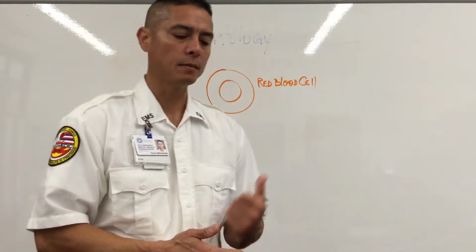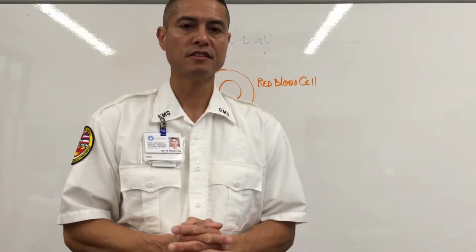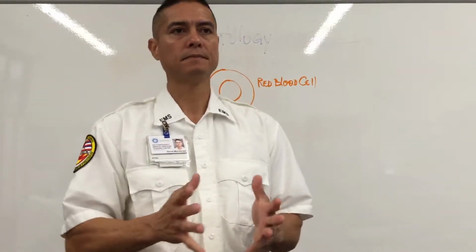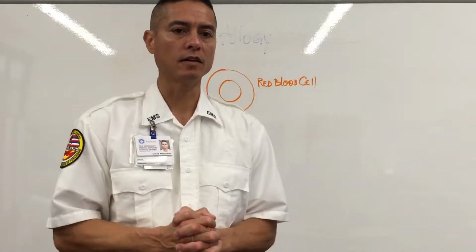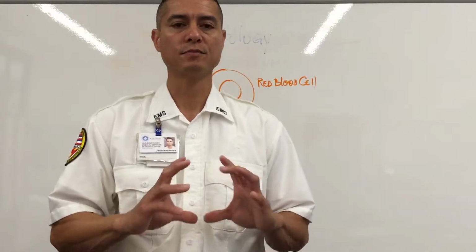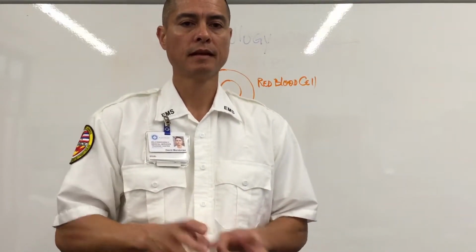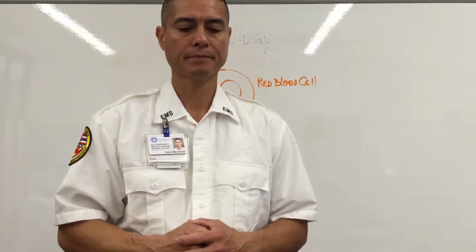Other cases of hematology, as far as the red blood cell goes, is sickle cell. This is a genetic trait, and it causes the red blood cell not to be round, discoid-like, and frisbee-like shaped, but it causes it to look like a crescent moon, C-shaped, if you will.